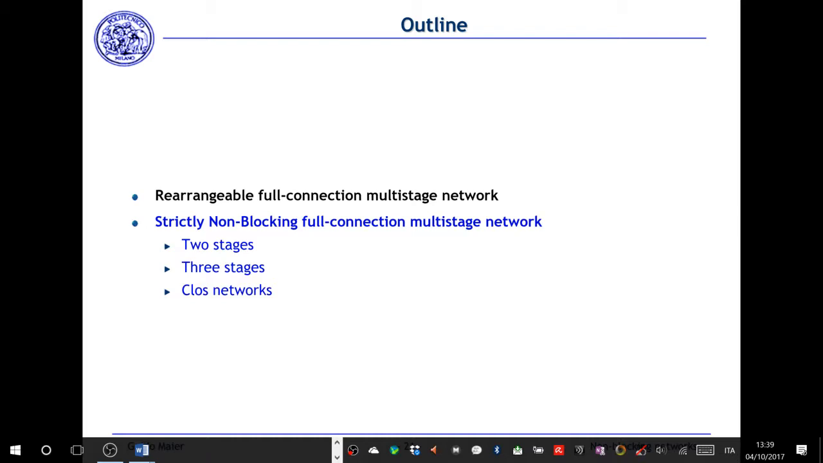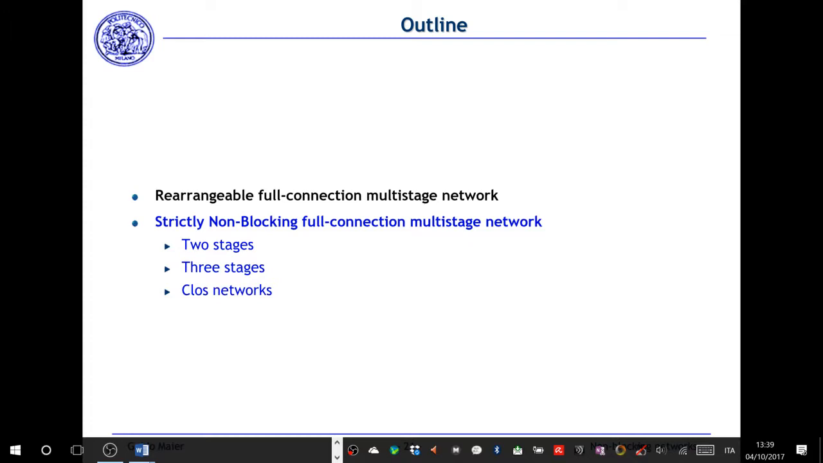So again, we have two stages of switching matrices. Each matrix of a stage is connected to all the matrices of the next stage. We start from this initial architecture. Okay. So here we have the full connection with a simple single link between each matrix of the first stage and matrices of the second stage.